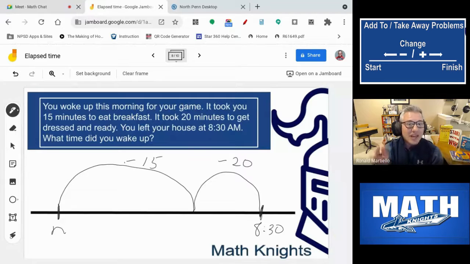And now the situation dictates the operation. And the change dictates the operation, not trick words. We'll be chasing our tails about trick words all the time. This is the situation where our change takes us from the finish back to the start. So I have to subtract that change time. Again, very important to have that kind of conversation with students as it relates to the situation and the three positions we're solving for.